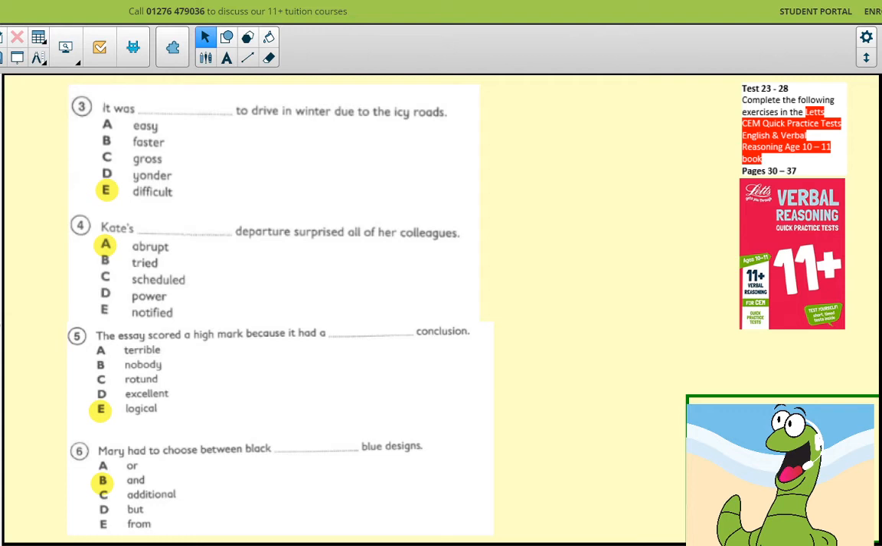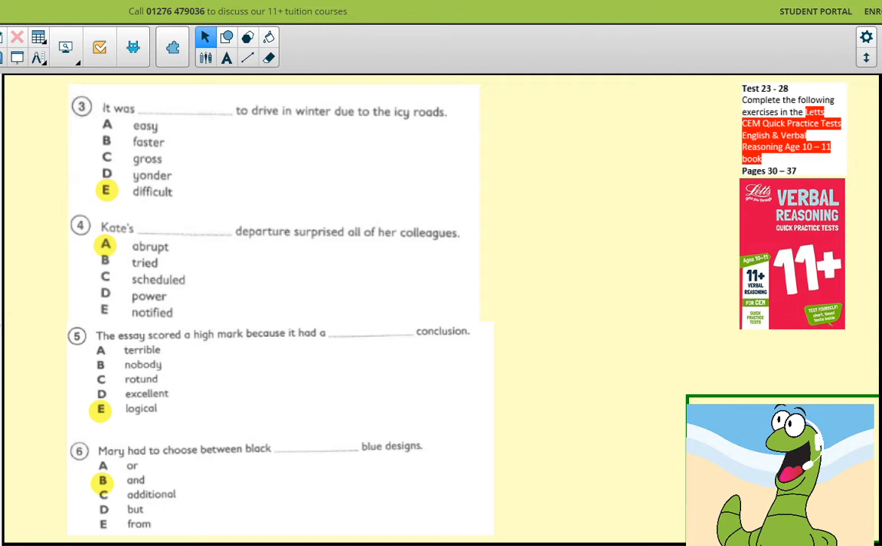Kate's abrupt departure surprised all of her colleagues. Abrupt means sudden. The essay scored a high mark because it had a logical conclusion. We couldn't put excellent here because we've got two vowel sounds, a and then e. A excellent conclusion we can't have. That's why we say an. When we have two vowel sounds next to each other, we say an instead of a. So that's why we couldn't use excellent.